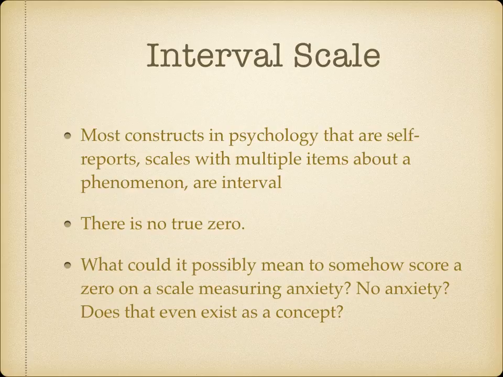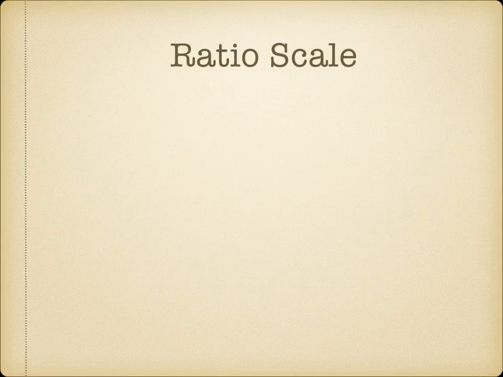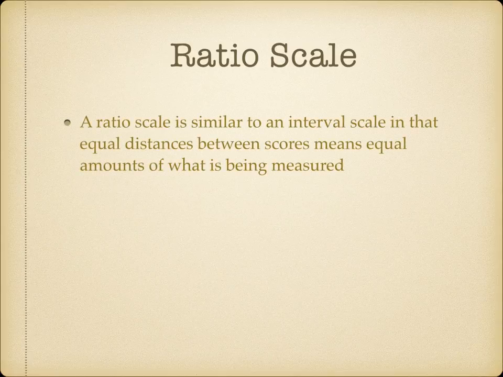It's not bad, but could you have even less? It's hard to know, and knowing that it's absolute seems kind of irrational. Ratio scales, on the other hand, do have an absolute zero. Similar to the interval scale, equal distances mean equal amounts of what's being measured. For instance, the difference between 20 points on the scale and 50 points on the scale being 30 points is the same as the difference between 50 points and 80 points being 30 points.